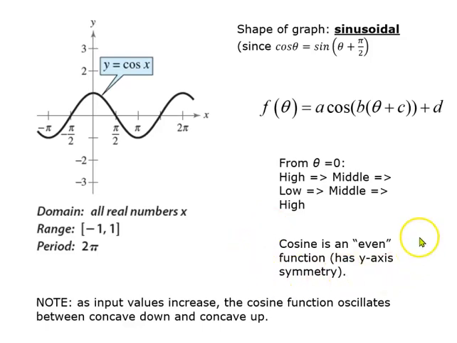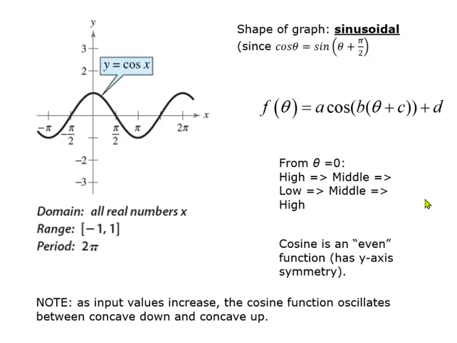Also, cosine is referred to as an even function because it has y-axis symmetry. If you think of the y-axis as a mirror, you'll notice that the mirror reflection on this side will look just like the left-hand side over here. And just like the sine function did before, if we see the note down at the bottom, this graph is going to continually oscillate between concave down and concave up.